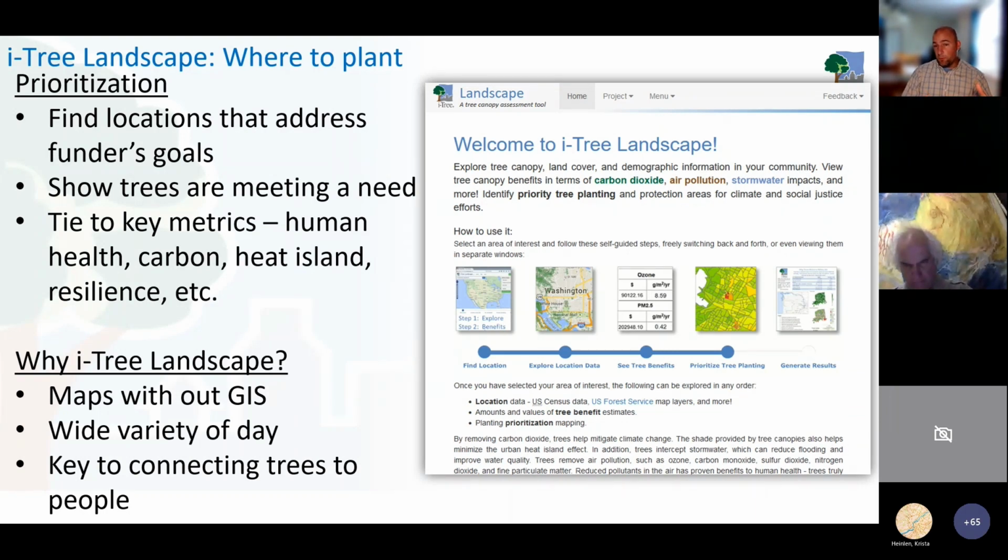So iTree Landscape, why it's a great tool for this. You can create maps and you can get to that mappable data without any GIS skills or GIS software. There's really a wide variety of data in there, and it's really a key for connecting trees to people. So you can get tree data and you can get people data from the census, and you can bring those together. And that's really powerful for all sorts of funding opportunities, whether it's government funding opportunities or talking to nonprofits or talking to businesses that may want to fund tree work in your community.